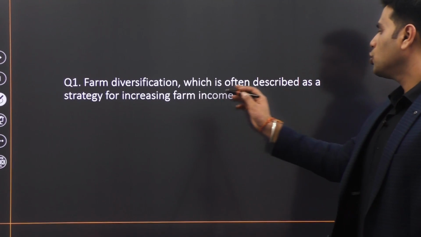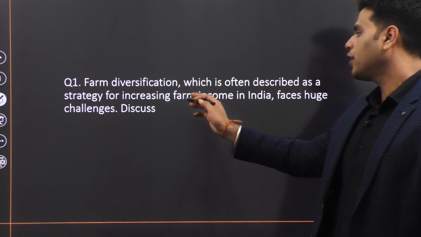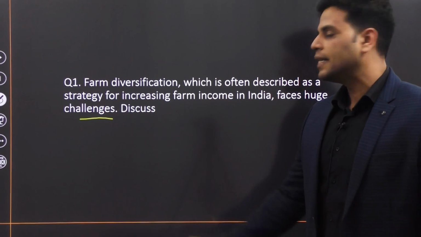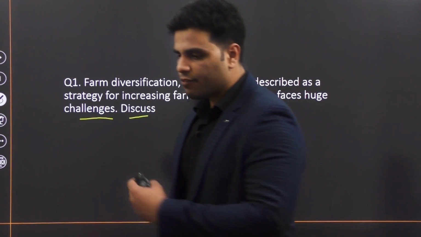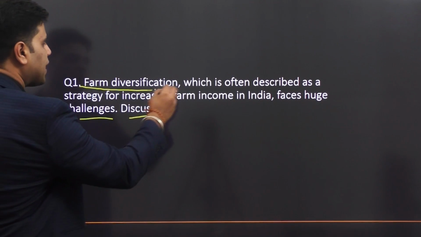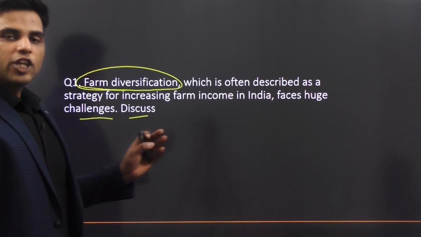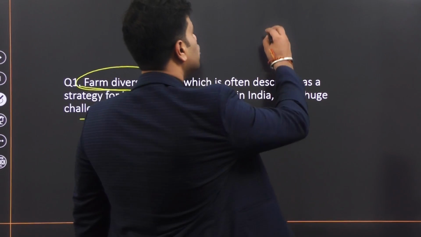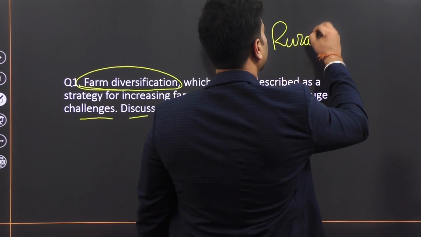Farm diversification, which is often described as a strategy for increasing farm income in India, faces huge challenges. Discuss. Now, it's a very simple question. It's a pretty direct question. They're talking about farm diversification. Now, generally, it is said that farm diversification is very important to support the rural economy.